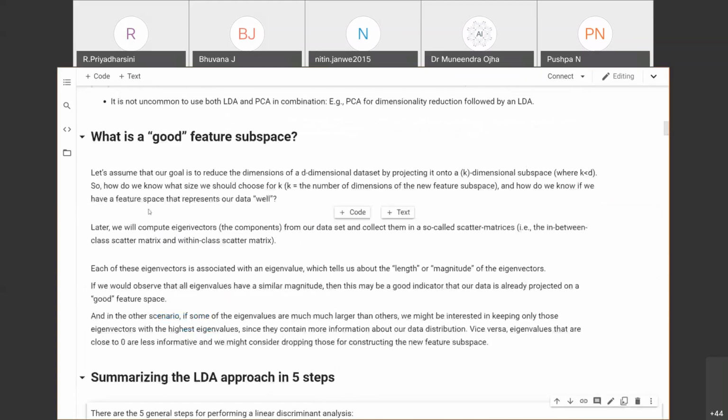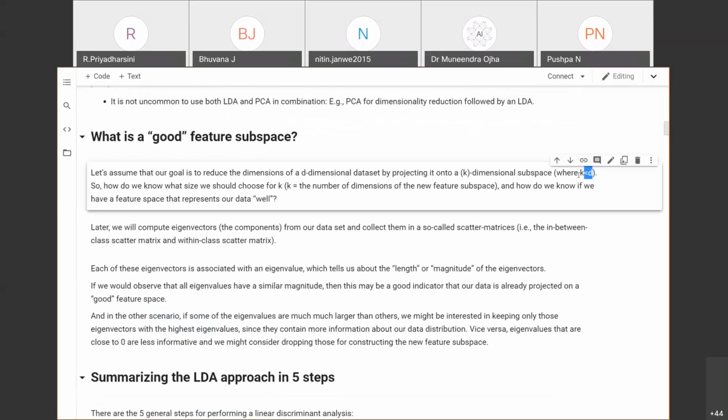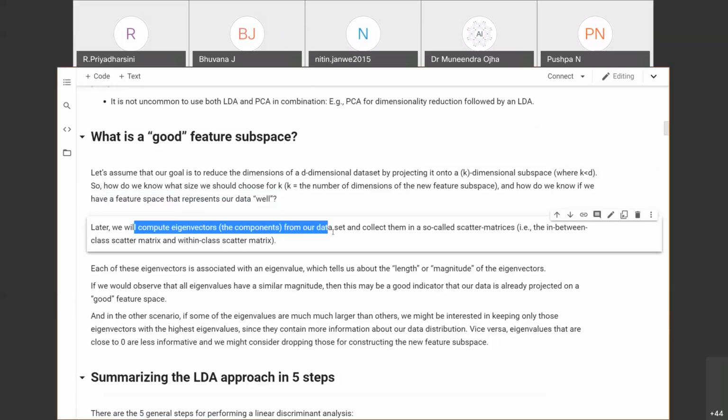Okay, so I'll start from here, and without skipping the topic, let's assume that our goal is to reduce the dimension of a d-dimensional dataset by projecting it onto a k-dimensional space, where k is definitely less than d. We want to reduce the number of dimensions. So how do we know what size we should choose for k? K is the number of dimensions of the new feature subspace. And how do we know if we have a feature space that represents our data well? How do we know what is a good feature subspace? We will compute eigenvectors from our dataset and collect them in so-called scatter matrices.